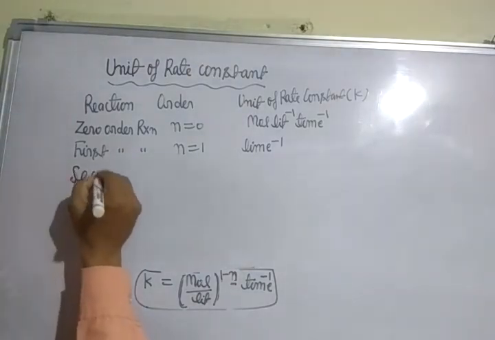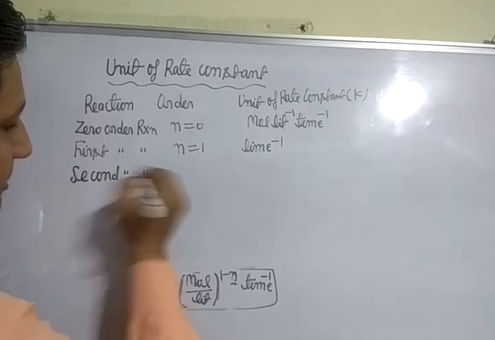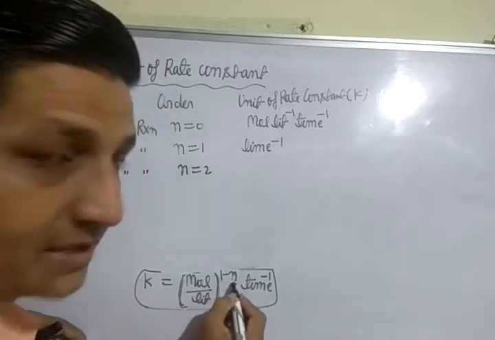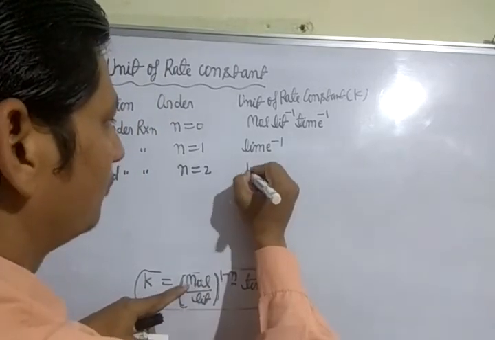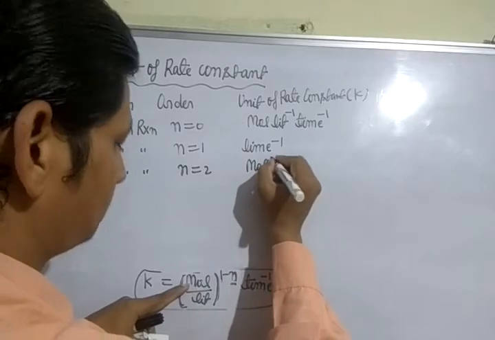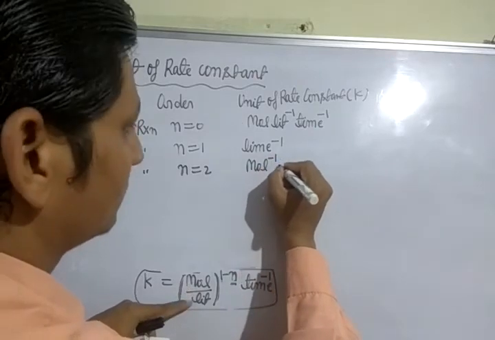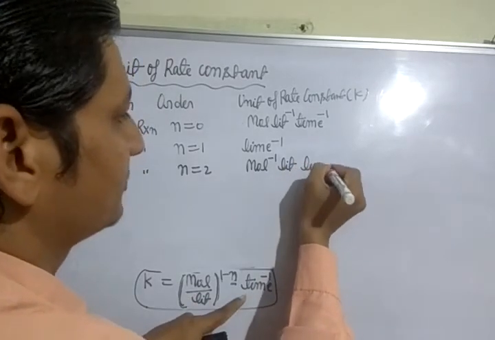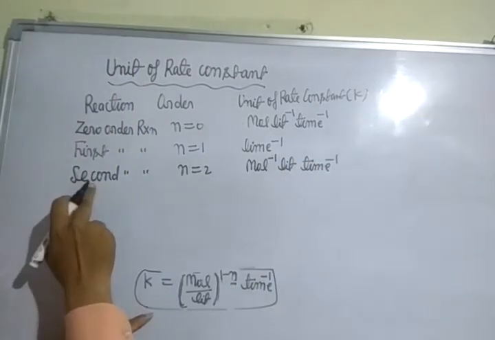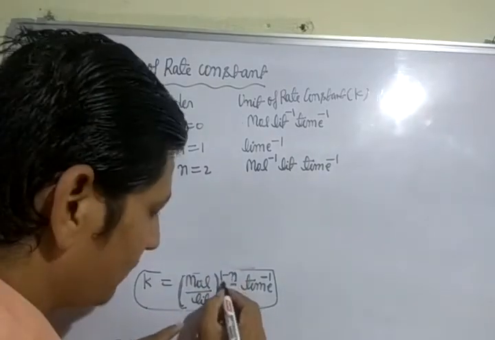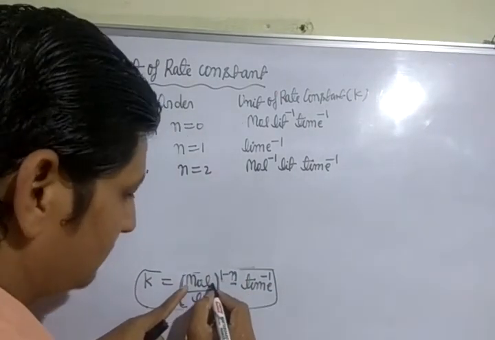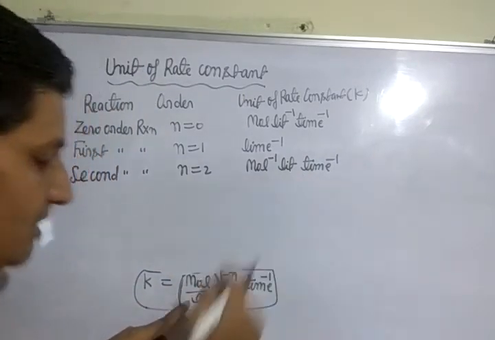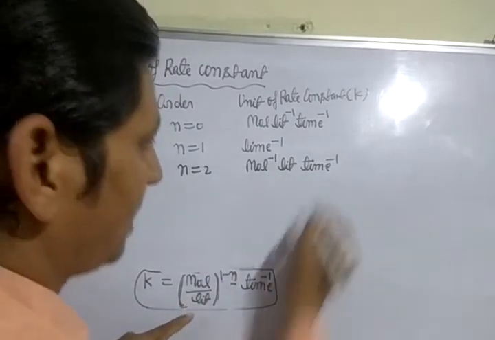After this, for second order reaction, put here n is equal to 2. 1 minus 2 we get minus 1. So we get mole to the power minus 1, liter, time inverse. Again look here. For second order reaction we have to put here n is equal to 2. 1 minus 2 is minus 1, mole to the power minus 1, and liter inverse in numerator becomes liter, and time inverse.